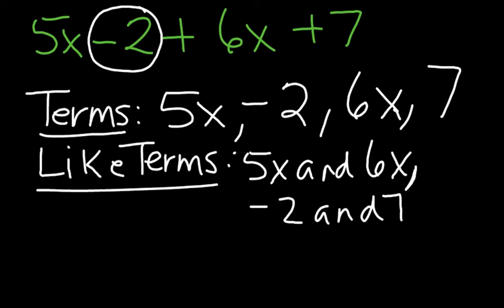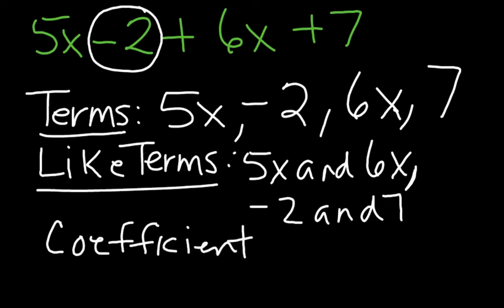Now, the next word we need to learn, which you might have heard or not, I don't know, is called a coefficient. Coefficients. Okay? Coefficients are the numbers that are with the variable. So the numbers with the x's. So in this expression, the coefficients are 5 and 6. It's just a number with the variables.